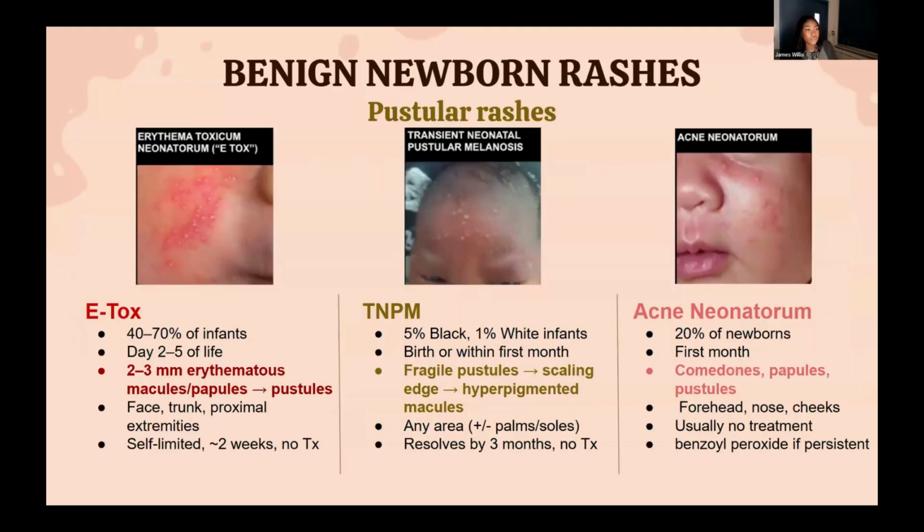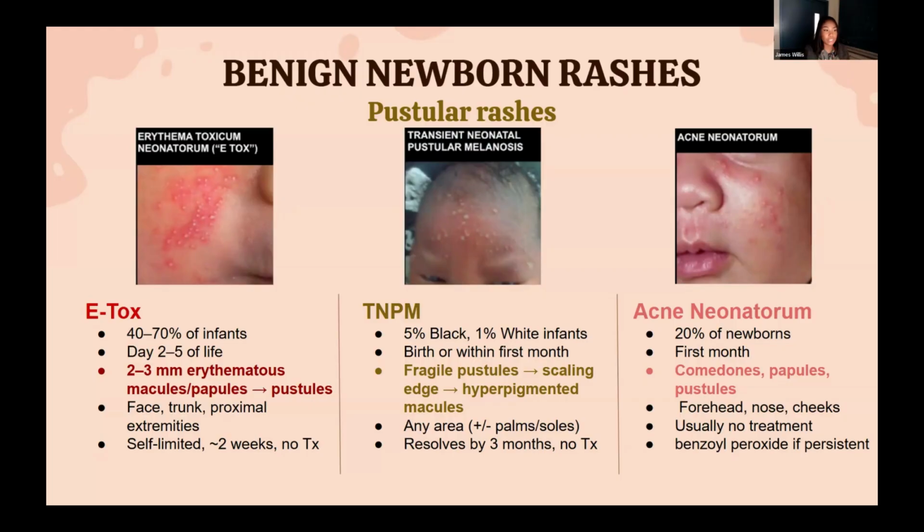All right. So now some of these pustular rashes, you'll start seeing some of these in the ER when they're coming in for their bili checks, because it's still pretty early on. You have erythema toxicum, it's pretty common, 40 to 70% of infants, happens within day 2 to 5 of life, can last up to 2 weeks though. And here you have your 2 millimeter erythematous macules, which are kind of like the base, and then you have these little papules, and then they later can turn into pustules. Happens on the face, trunk, and the extremities.